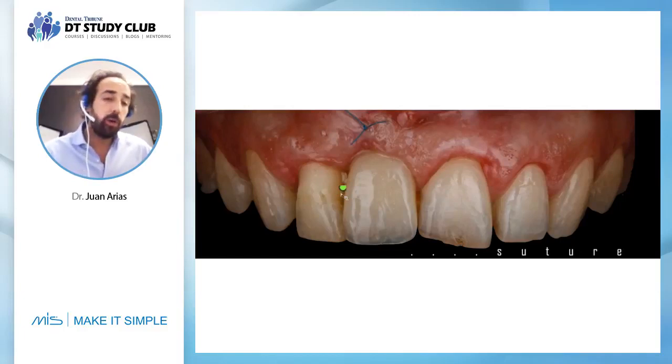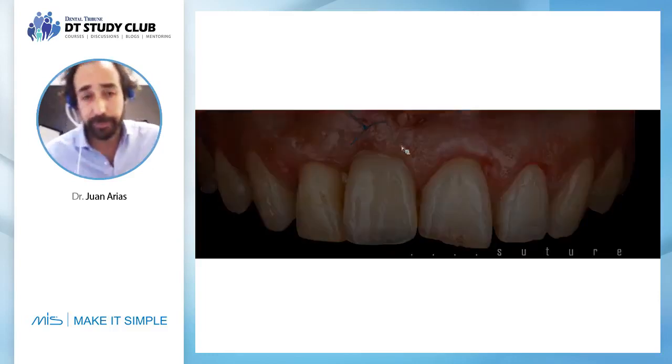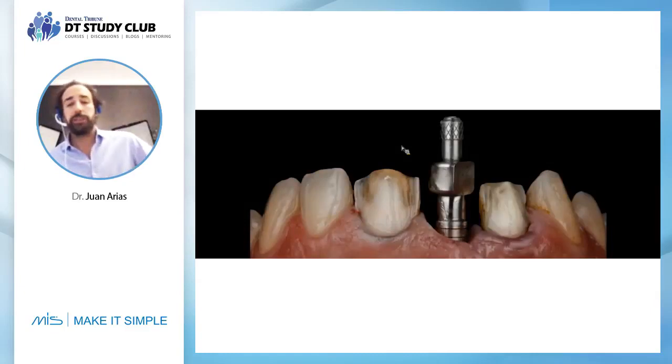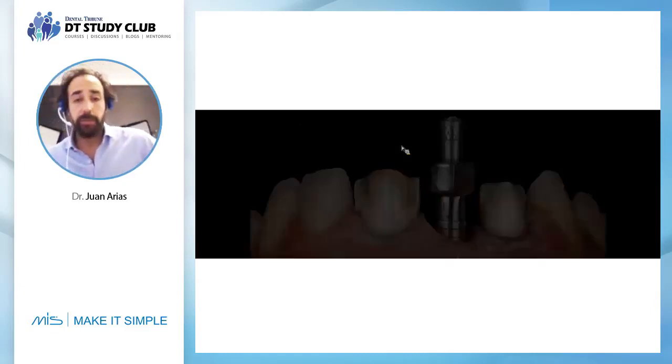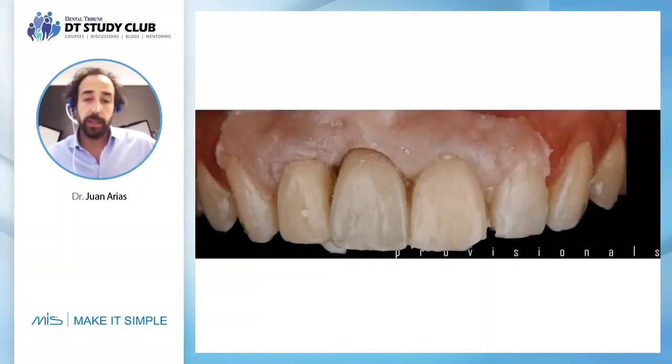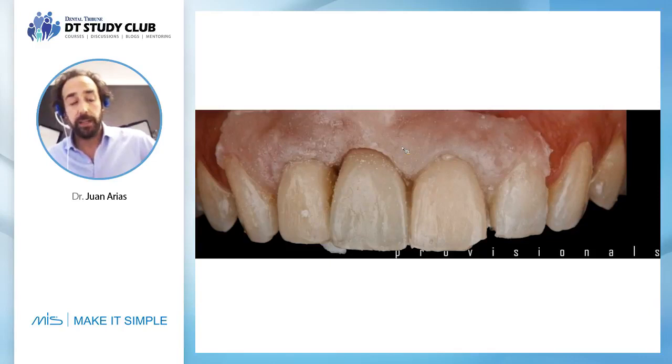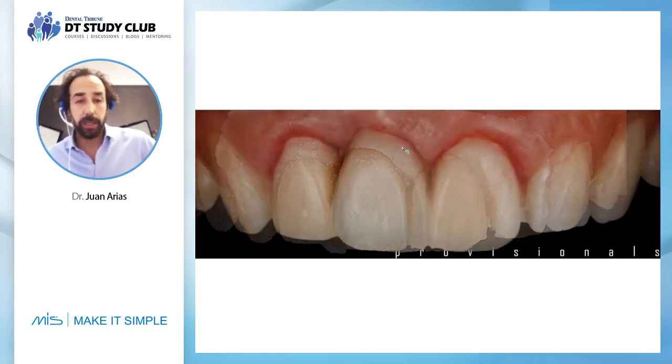And we know that we don't have papilla here, nothing to do with this papilla, but the position of the tissue is quite much better than we had at the beginning. So once we were there, we started with the aesthetic final treatment. We prepared veneers for 21 and 12, and the final crown for the implant that we had in 11.